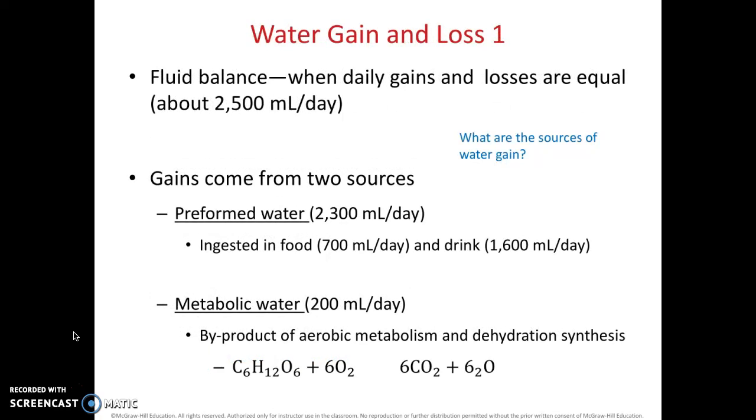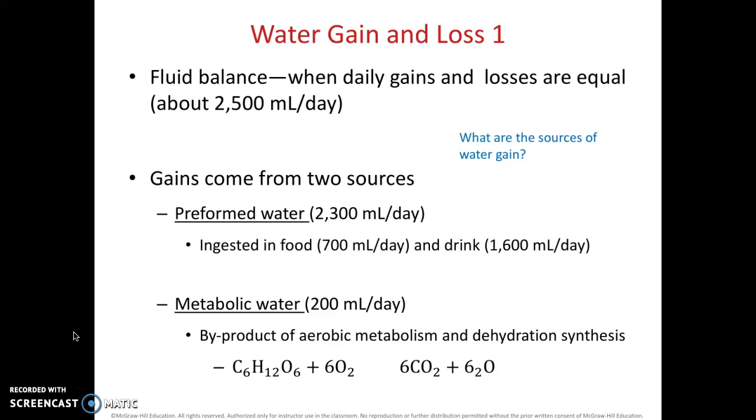So every single day, we are continuously gaining and hopefully, or losing and hopefully gaining water. So fluid balance itself is when daily gains and losses are equal. Gains come from two sources. There's preformed water, which is what you drink or eat, and then there's also metabolic water, which is a byproduct of aerobic metabolism and dehydration synthesis.